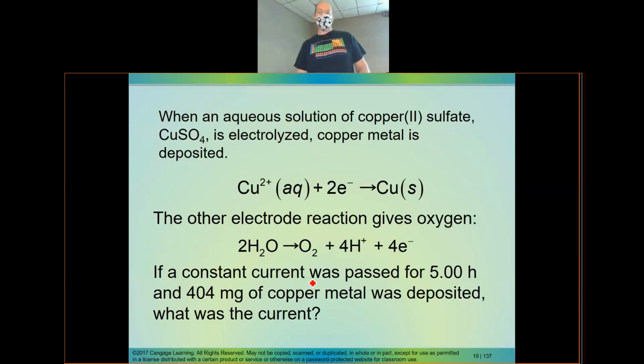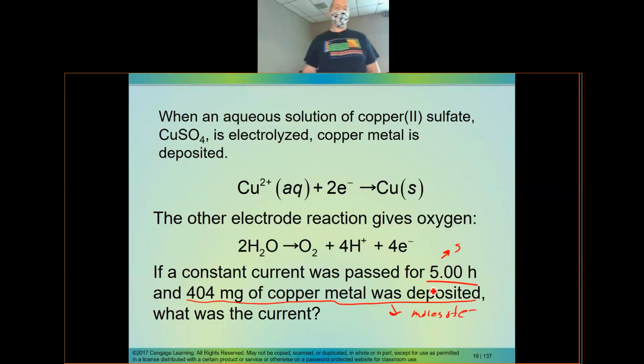All right, so we have a constant current that was passed for 5 hours. We convert that to seconds. That needs to go to seconds. And 404 milligrams of copper metal was deposited. We have to convert that to moles of electrons. What was the current? All right, so you have your Q is equal to IT. You've got your Q is equal to NF. And so IT is equal to NF.